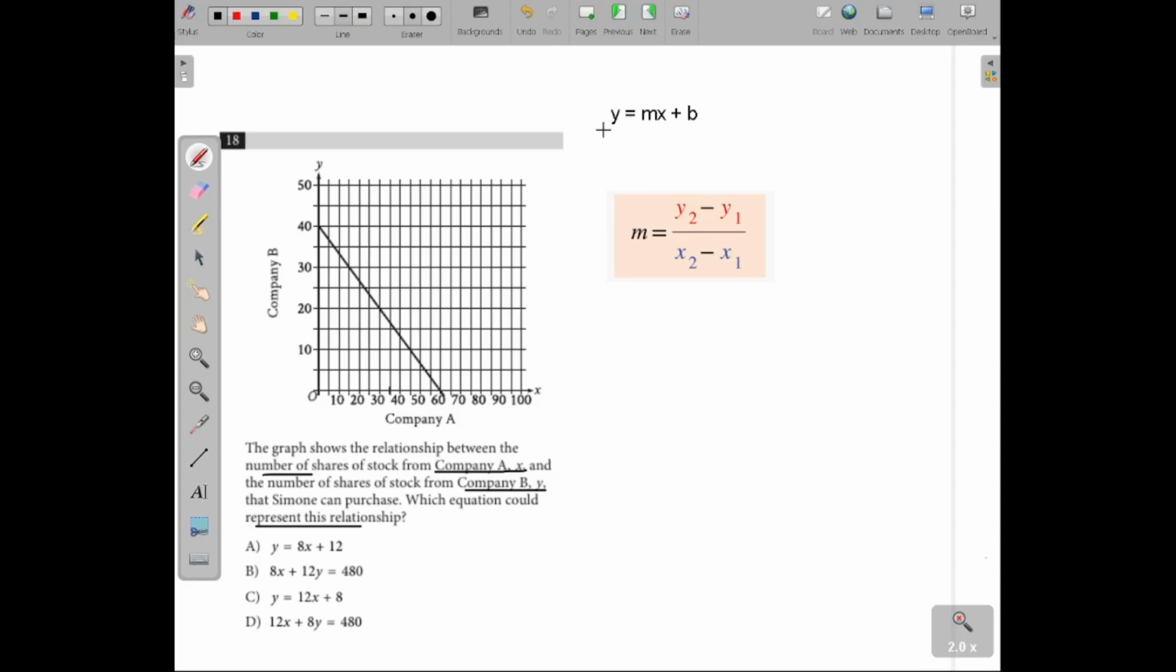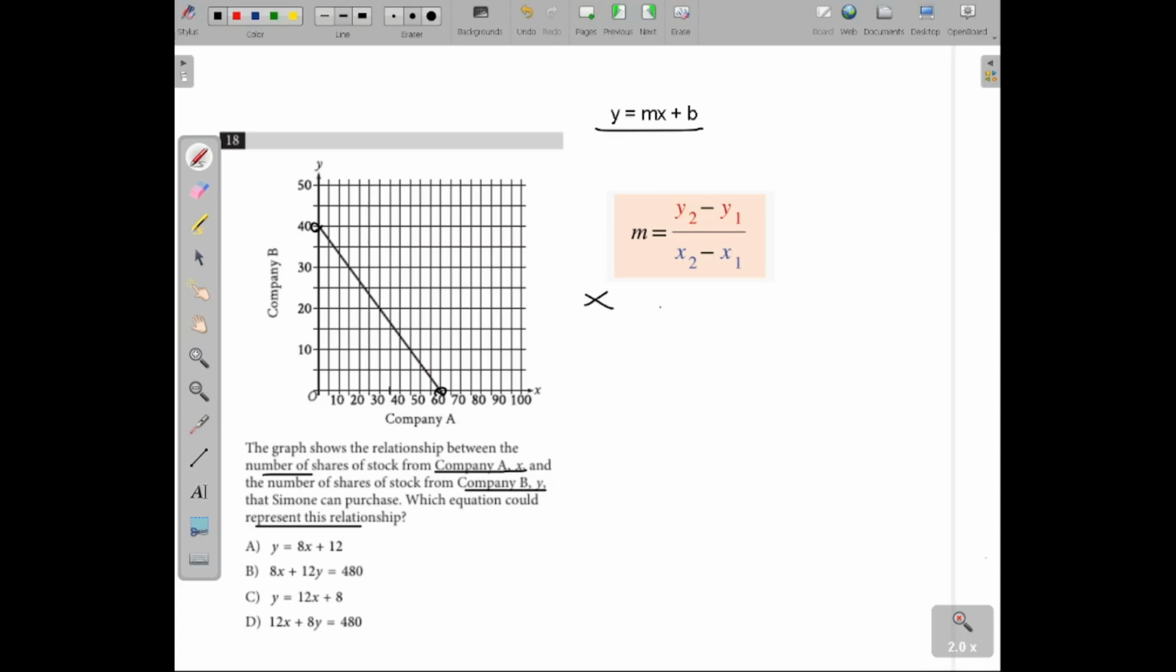and we could find, using this formula, the equation for this line. To find this, we need to find the slope first. So let's do that. And to find the slope, we need 2 points. Let's use this one and this other one.